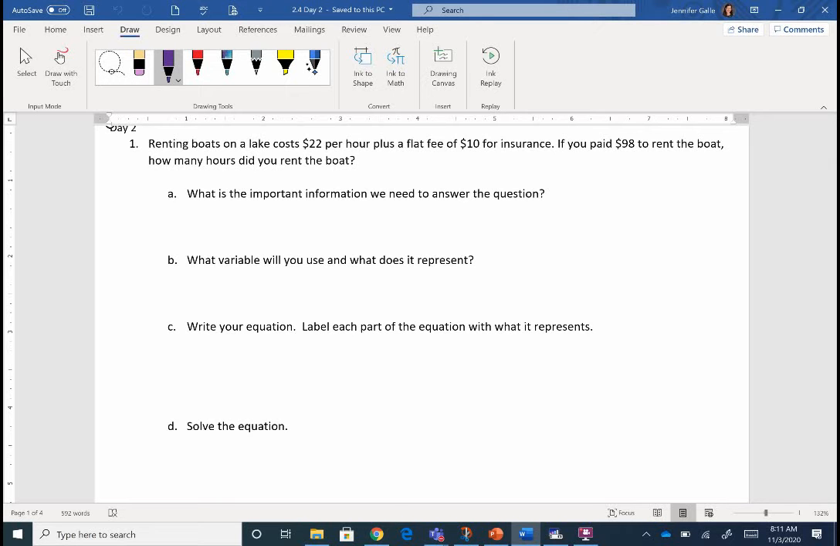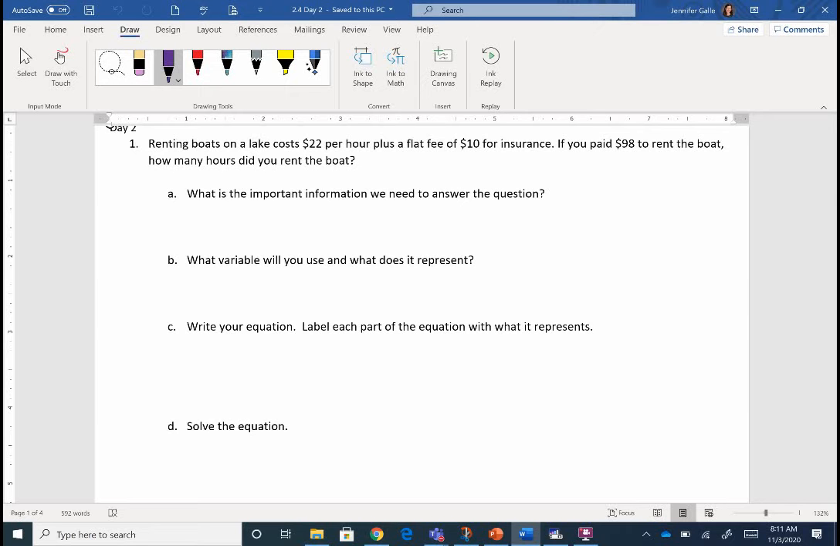What do they mean? So what I want to do today is go through a process with you of how we can break down that question and hopefully better understand what those different numbers are representing and get to an equation that makes sense for us to help us represent that situation. That's our goal. So letter A, it says, what is the important information we need to answer the question?